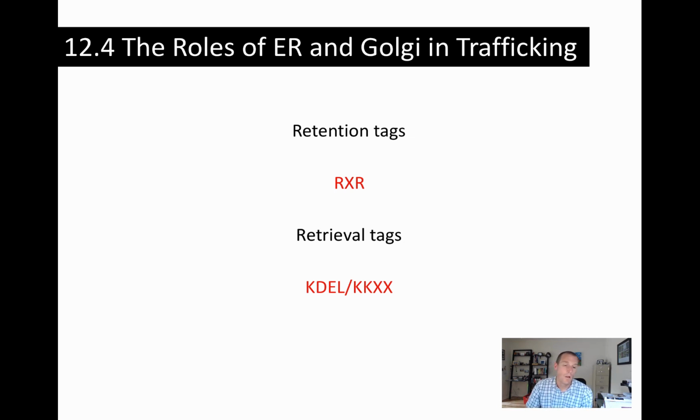These will tell the cell that the protein with this tag has to be returned from the Golgi to the ER, and that means that protein will end up back in the ER where it's going to do its job, and that all happens via transport vesicles. So those are those two tags right there.